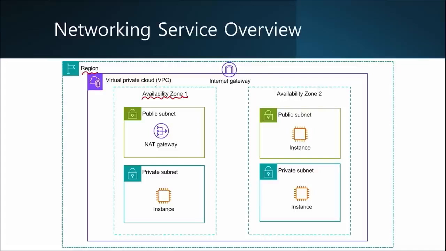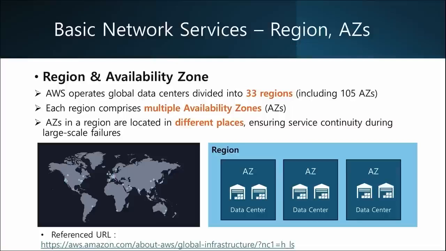The part that is mapped to region is VPC, and there are subnets within the AZ. These subnets are private and public, and each subnet can have instances like EC2. We also have an internet gateway to access the internet from our VPC. In the case of private subnets, direct connection to the internet is not possible, and there is a NAT gateway to help with this. Let's take a look at them one by one.